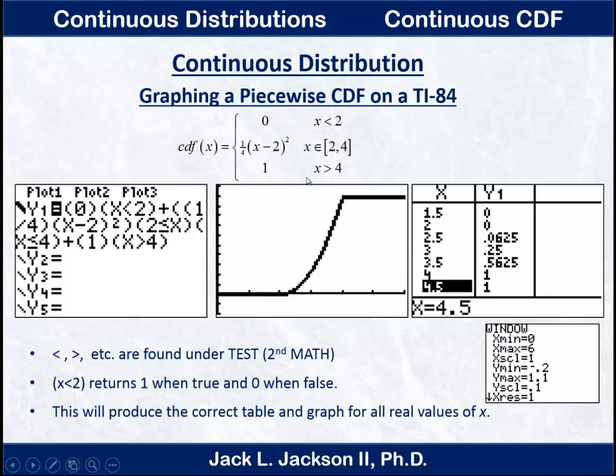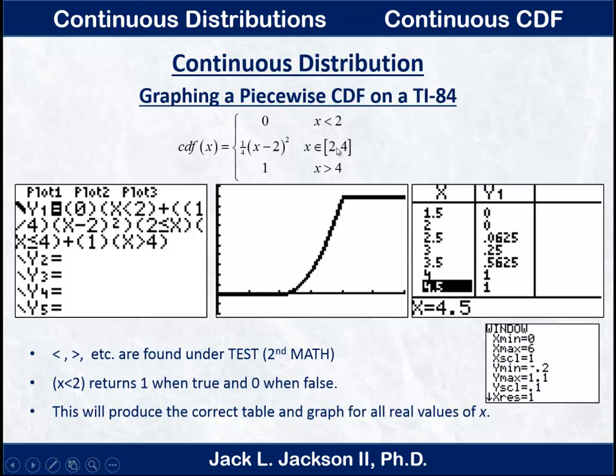If the x is bigger than 4, this part will be true, so it'll return a 1. This will be true, it'll return a 1, but this will be false, so that'll return a 0. Then this part is 0, this will be false, so that's a 0. So we get 0 plus 0 plus 1 is 1.